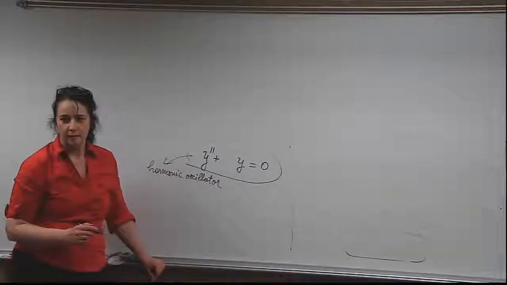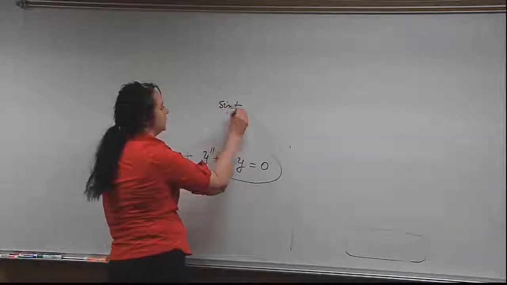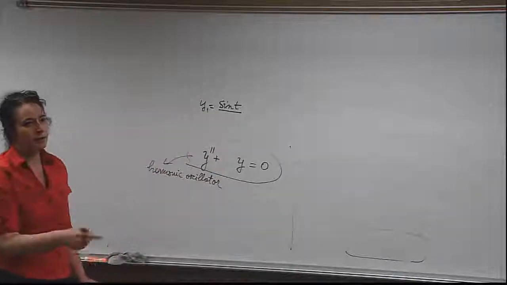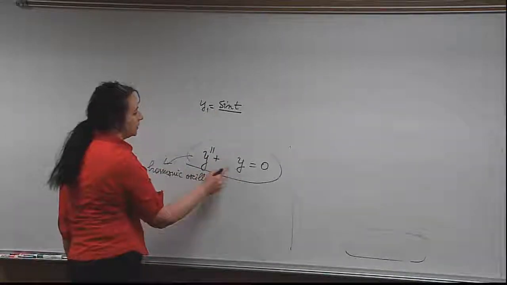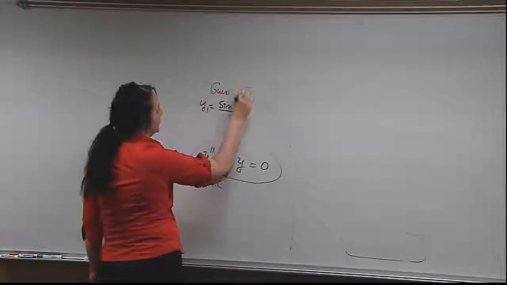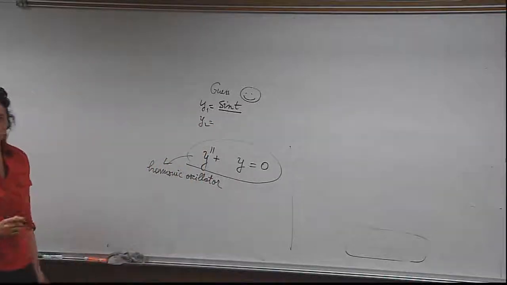Y equals sine t, and sine t is a solution because sine t prime is cosine. When you prime it again, it's minus sine. When you add sine and minus sine, you get 0. So you just guessed 1 and you're right. Do you see another one? Cosine t.